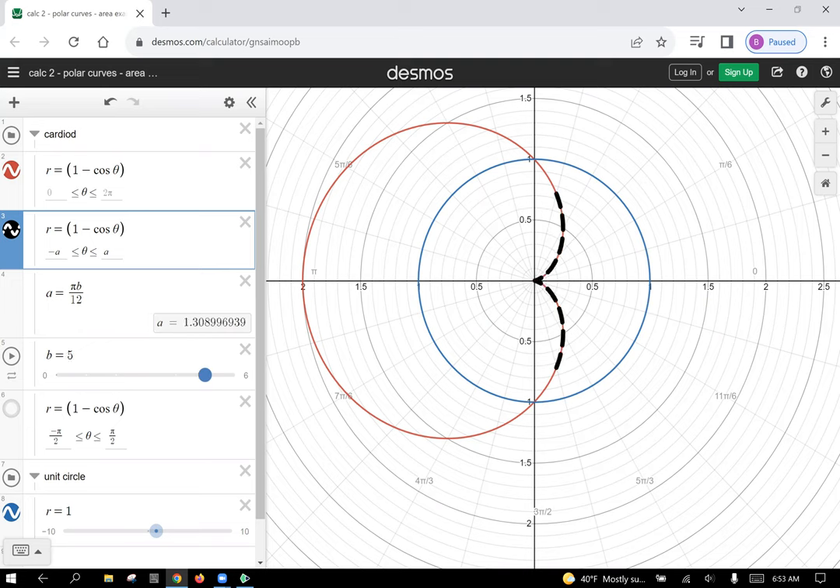And then as we go out to 6 pi over 12, we get pi over 2 in the positive and negative direction. We see that, yeah, that gives us exactly that.